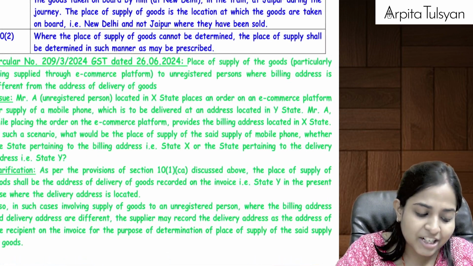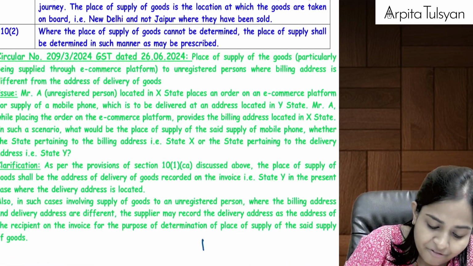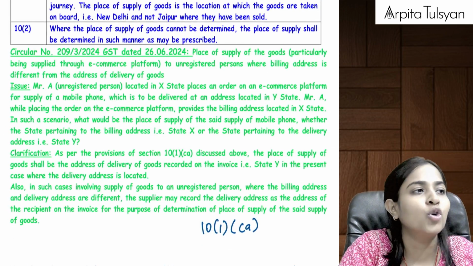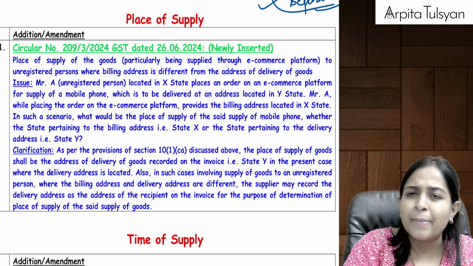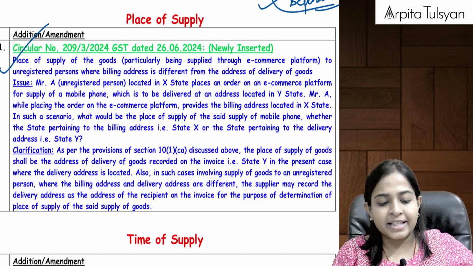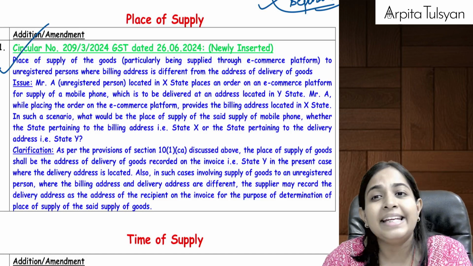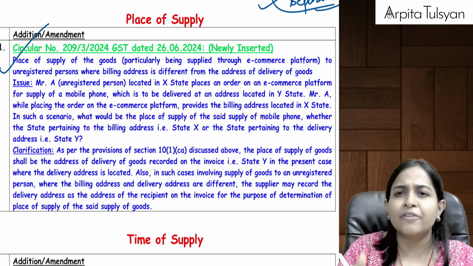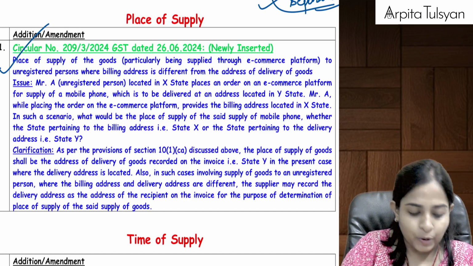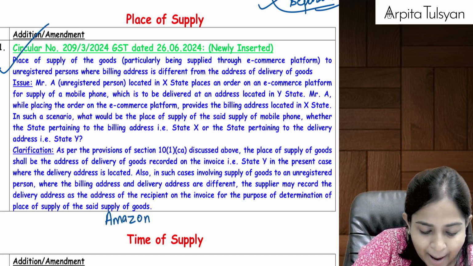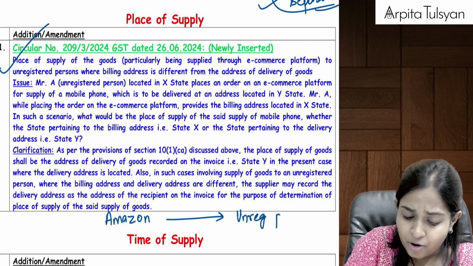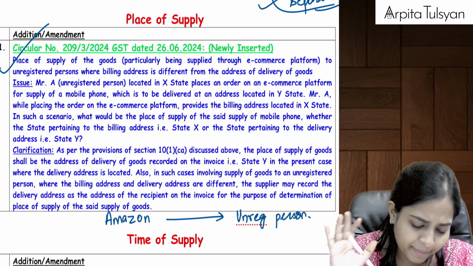Now to that same section 10(1)(ca), they have added one more circular, made applicable from June 2024, which I have put here in the amendment notes also. Here they are talking about any e-commerce platform. Let's say we are buying something from Amazon. Amazon is doing the supply to any unregistered person, like a small kid, or people like you and me.